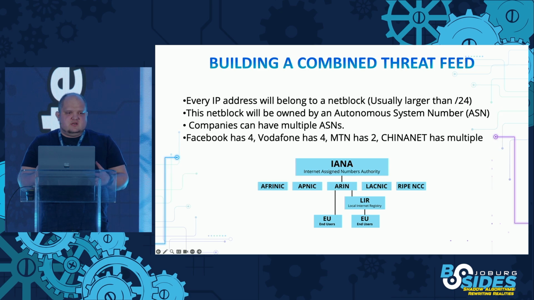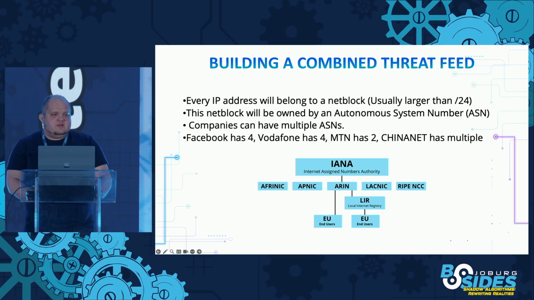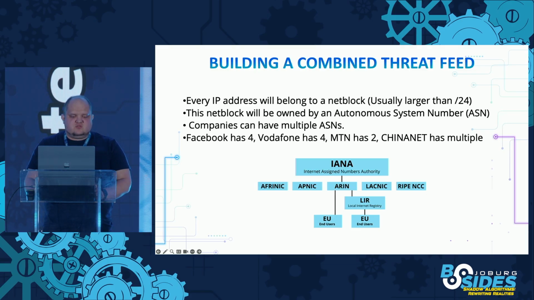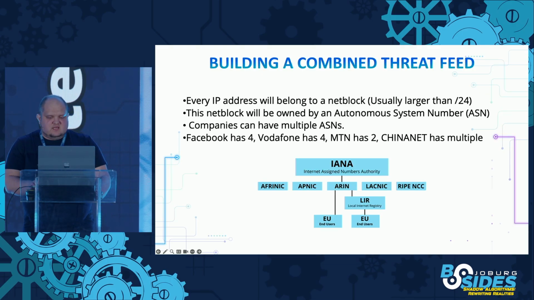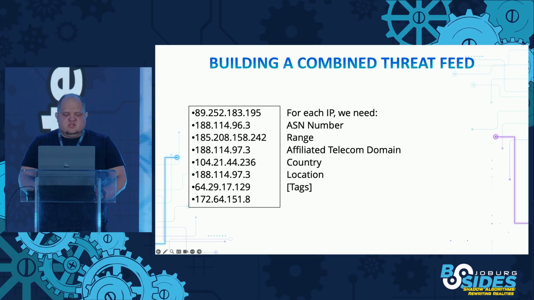Inside of these threat lists, there's normally a bunch of IP addresses. That IP address will normally belong to a net block, which is normally larger than a /24. And that net block will be owned by an autonomous system number, or ASN. Companies can have multiple ASNs. So, for example, Facebook will have 4, Vodafone has 4, MTN has 2, and China Net has multiple. What we want to do is add this ASN information onto the IP addresses. Some threat feeds will automatically include the ASN data, but some of them don't. And the ones that don't, you need to look that information up.